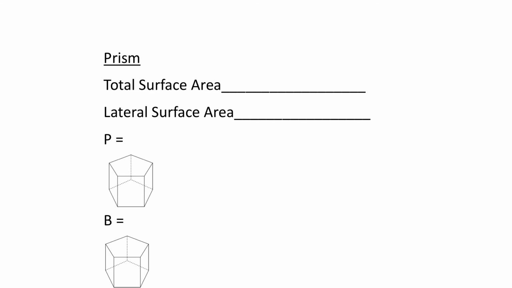Now, yesterday what we did is we found surface area using the nets. Like if you took that 3D shape and you unfolded it, we found the area of each piece and then added all those up. Today we're going to talk about the formulas.